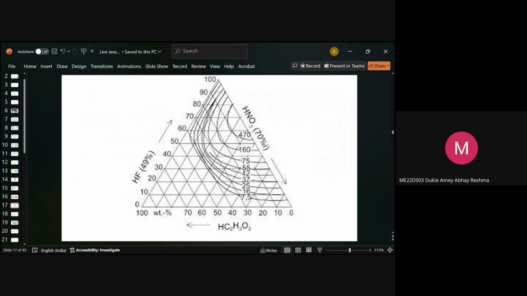So you will get an etch rate of 7.5. If you have 0 and 100 and no curve is there, that means etching will not happen, or basically that is not worth pursuing. You have to have that optimal area. Now if you have 90% of hydrofluoric acid and 10% of acetic acid, you will get this kind of curve.